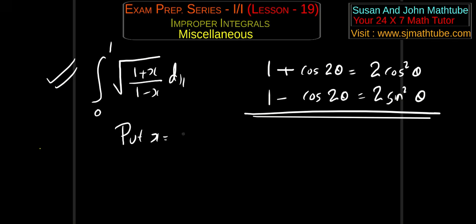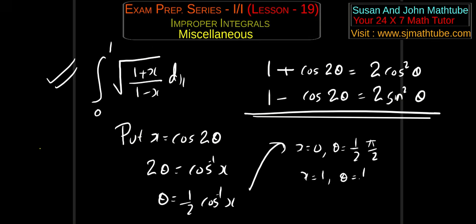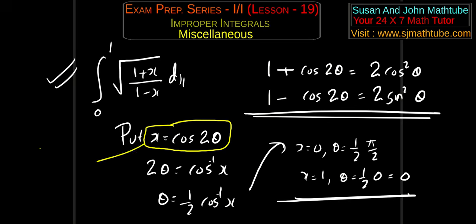Put x is equal to cos 2 theta. So that 2 theta is equal to cos inverse x. So theta will be 1 by 2 cos inverse x. And when x equal to 0, theta is equal to 1 by 2 cos inverse 0. And when x equal to 1, theta is equal to 1 by 2 cos inverse 1, that is 0, is equal to 0. So use these facts, try the question and tell me whether you are able to work out the question very easily or not. Wait a minute, I think I need to give you one more hint.